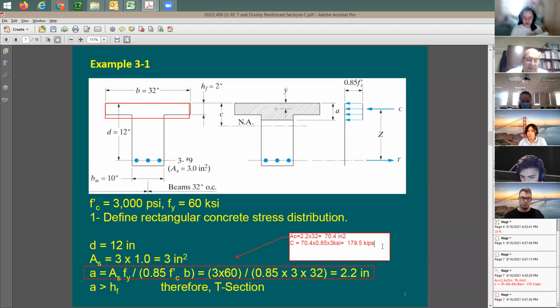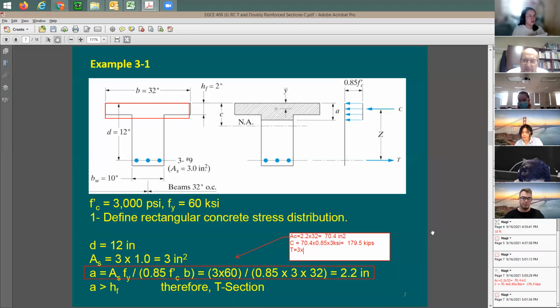Okay, good. This is going to be the compression, provided that the cross-section area exposed to compression is 70.4 square inches. How about the tension in the steel? I'm going to say tension in the steel is going to be equal to AS. How much is AS? Can someone help with that? Brandon, how much is the square inches, like cross-section area of the steel? 3 inches square. 3 inches, yes, this is correct.